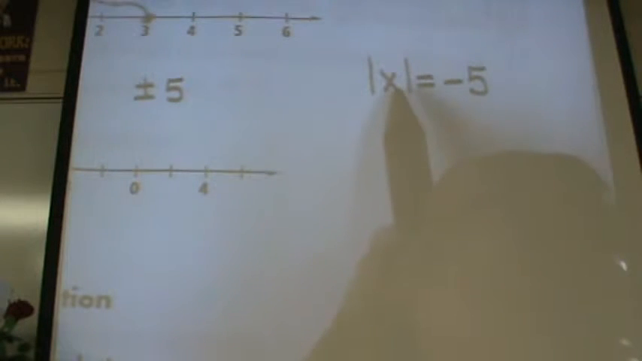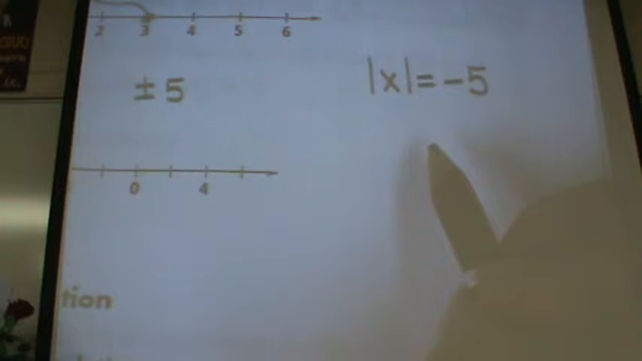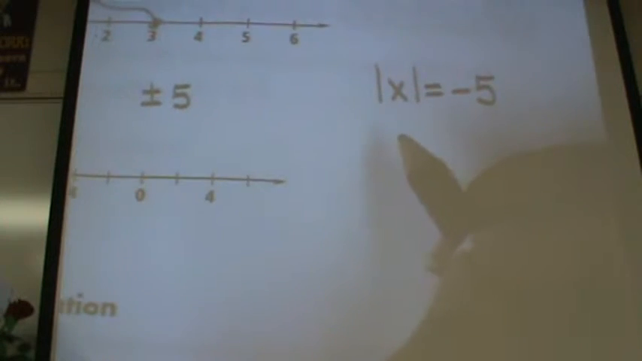What would x have to be? It's not a possible number, because you can't have a negative unless you multiply. You guys are smart. So what's the answer? Undefined. No solution. You guys are smart.